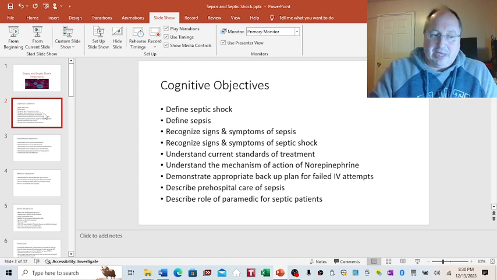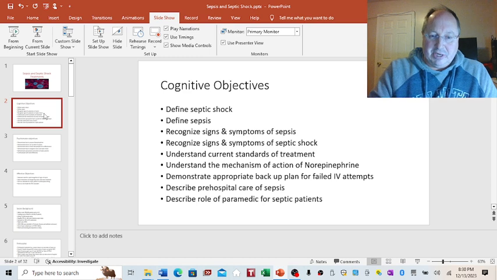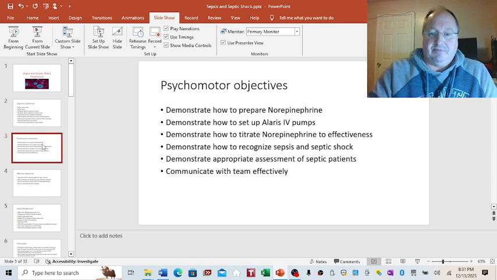What are you going to do if you can't get an IV on somebody whose blood pressure is 50/30? I mean, you've got to be able to think about, am I going to IO this patient? What am I going to do? The pre-hospital care for sepsis, and then the role of the paramedic for septic patients.